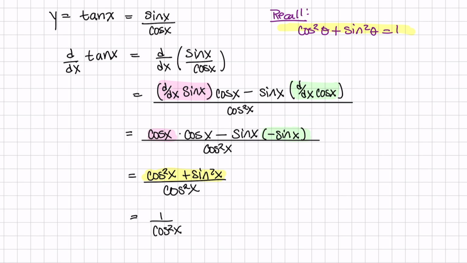And then, of course, also recall that 1 over cosine of x is equal to secant x. That tells me that this entire quantity is just secant squared x. And let's summarize this. The derivative with respect to x of tangent x is equal to secant squared x.